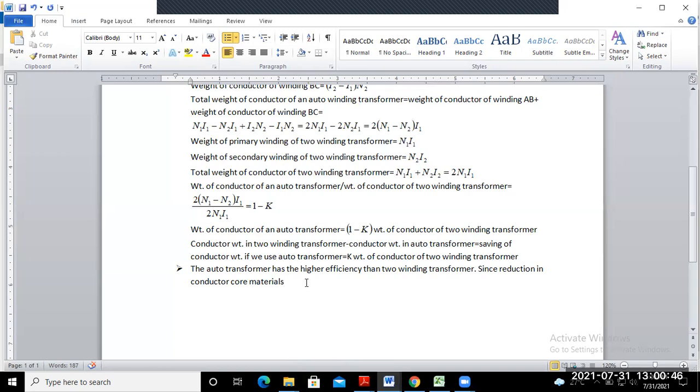Another point is that due to the low leakage reactance, the voltage regulation is better compared to the two winding transformer.